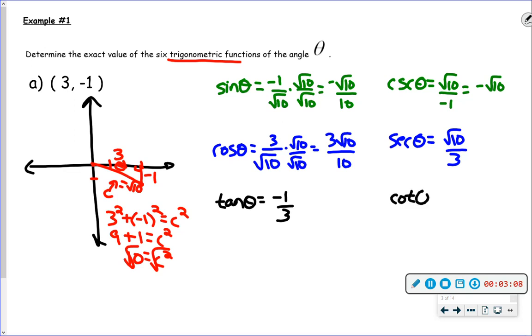Let's go to cotan, of course, the reciprocal of -1/3, -3 over 1, and clearly we don't need the over 1. So don't let the fact they give you the ordered pair scare you. That's really 2 sides of the triangle. You're going to have to find the third with Pythagorean theorem.